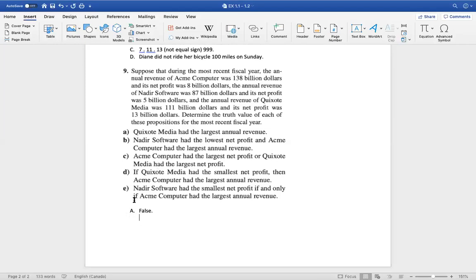Okay, let's do part number C. Here, Acme Computer had the largest net profit, or Quicksort Media had the largest net profit. So here we have two propositions, and this is a compound proposition. One proposition is before the or, and the second is after the or. Let's evaluate the first: Acme Computer has the largest net profit. If we read this paragraph more carefully, we will see that this statement is actually false.